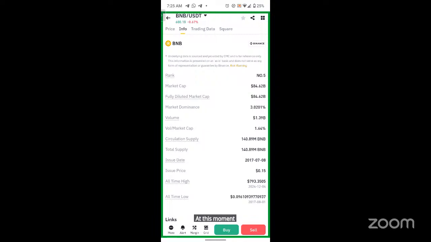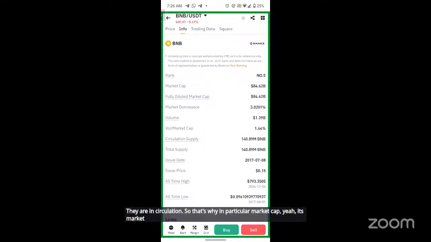Then the fully diluted market cap. Most of the time when coins are made, they are released in tranches, not all at once, so there is value locked. Now BNB has a maximum supply, meaning all the coins that were made are in saturation. So the market cap is 84.62 billion and the fully diluted market cap is also 84.62 billion. That means the market cap is equivalent to the fully diluted market cap because it has the maximum supply. All the coins are in saturation.